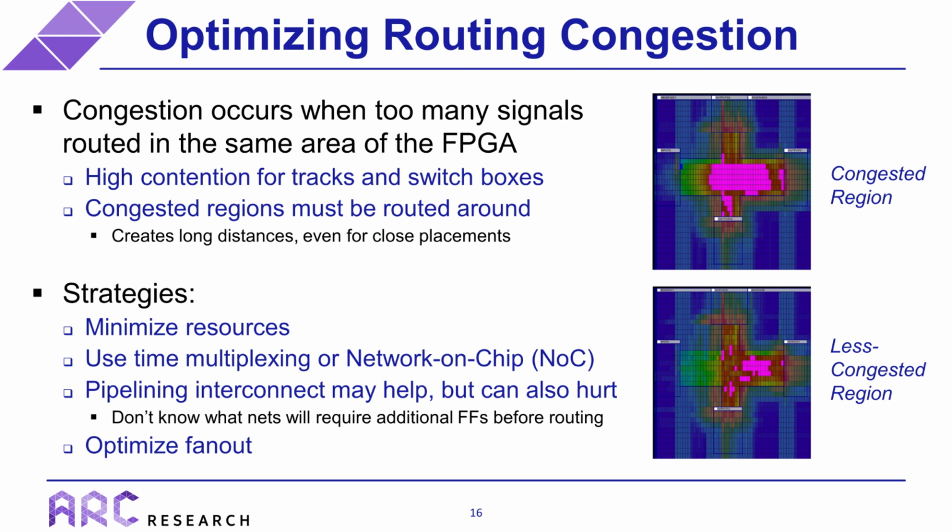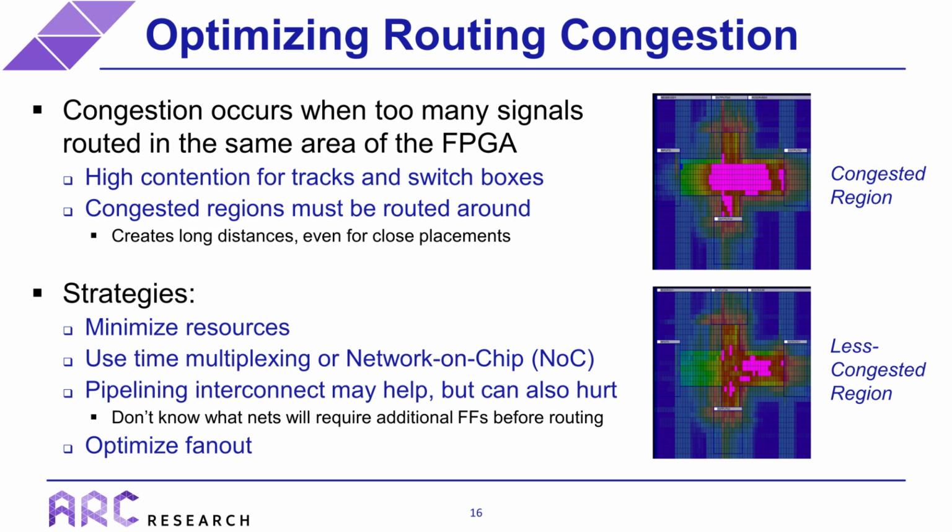So we just looked at how to optimize distant resources, and we're now going to take a look at how to optimize routing congestion. First, routing congestion occurs when too many signals or wires are routed in a certain area of the FPGA, which creates high contention for the routing tracks, switch boxes, and other reconfigurable interconnect resources. The figures on the right show some examples of this, where the bright pink regions correspond to routing congestion.